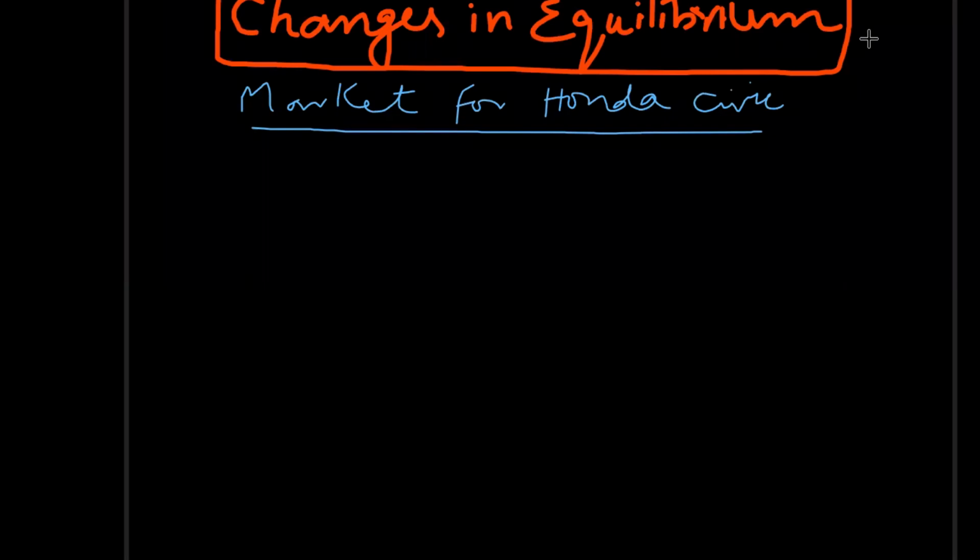Changes in equilibrium is the topic for discussion today, and we will consider the market for Honda Civic cars, how changes in demand and supply of Honda Civic cars will affect its market in a way that how its price will change and quantity traded will change. So we will see each and every situation one by one, and there are 8 situations in total. And number 1 situation is rise in demand for Honda Civic car.